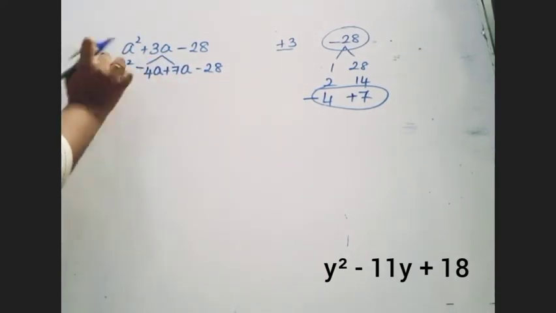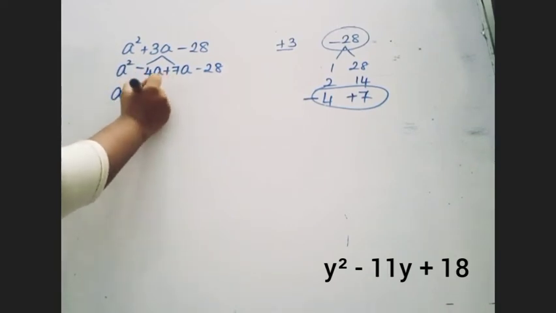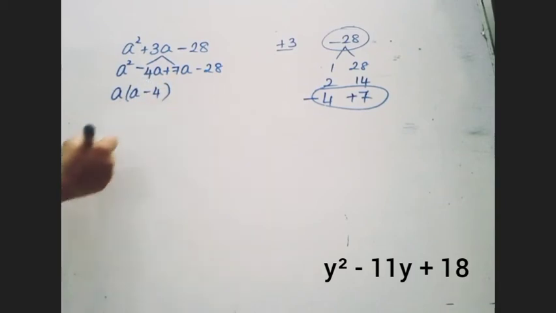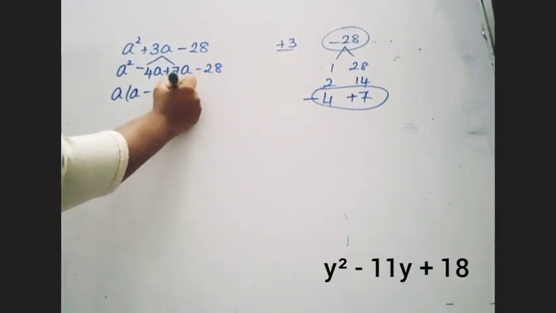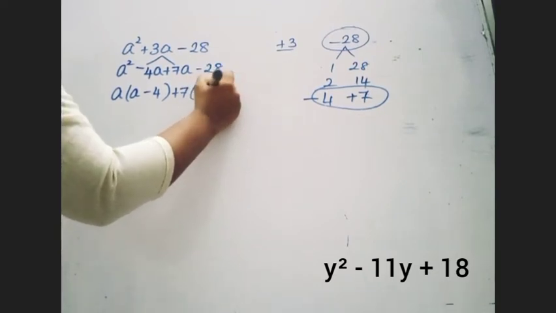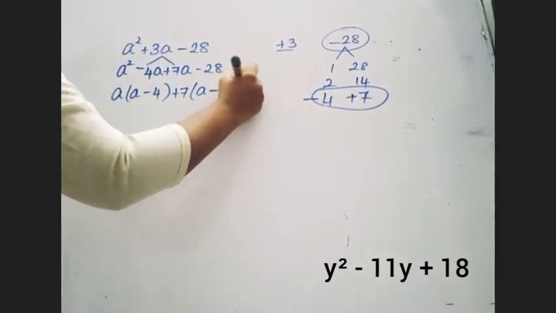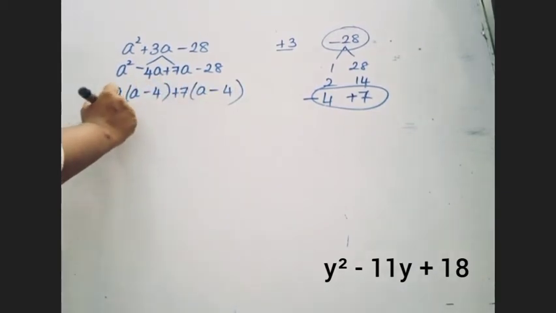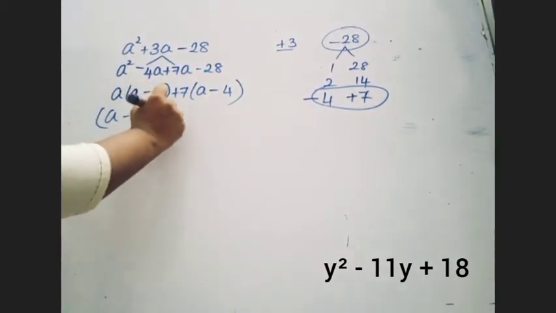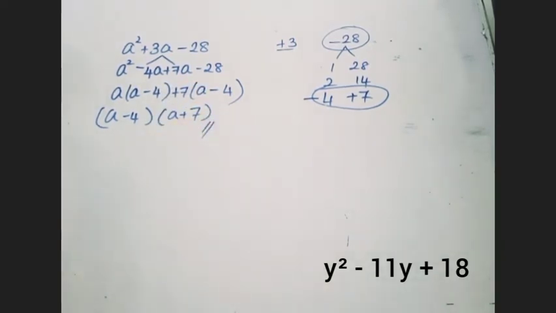Okay, now let's factorize these two first. a is the common factor, so a will be remaining and minus 4. Here positive 7 is going to be the common factor, so a minus 28 divided by 7 is 4. Now among these two, a minus 4 is the common factor, a plus 7 is the remaining one. So this is how you do this.